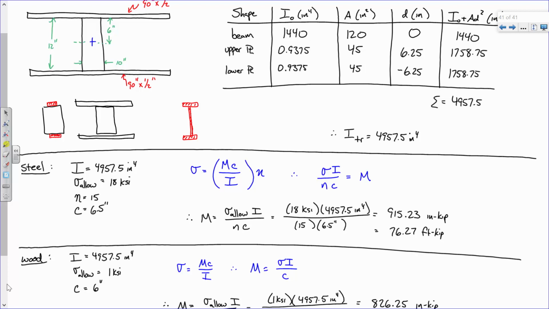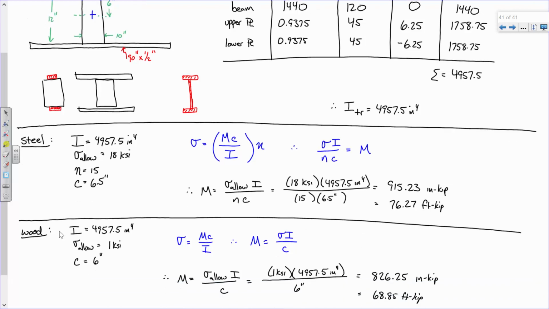Okay. Now, let's talk about the actual capacity of this section. Let me ask you, this composite section, what is its maximum allowable bending moment? Is it the 68 or the 76?